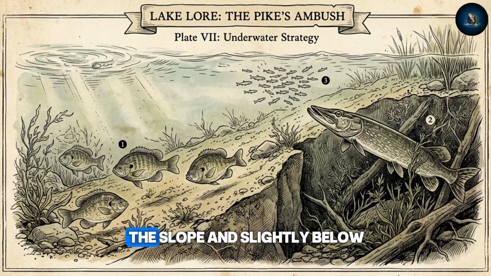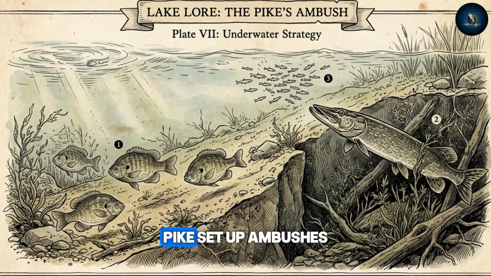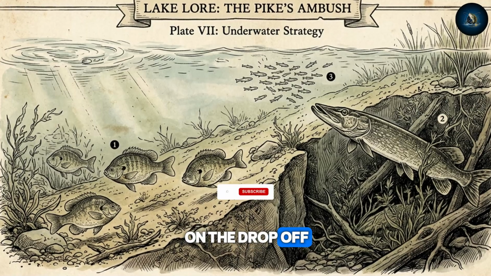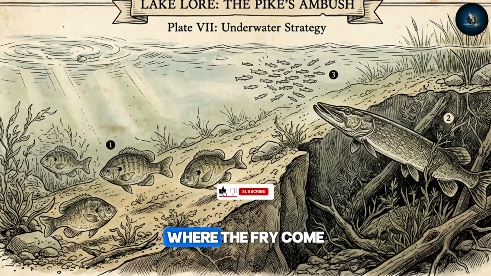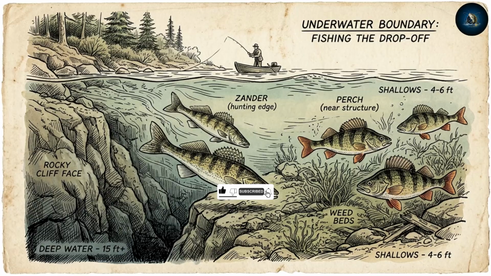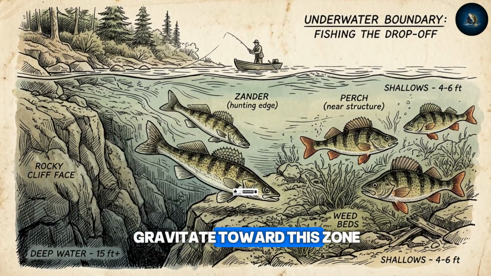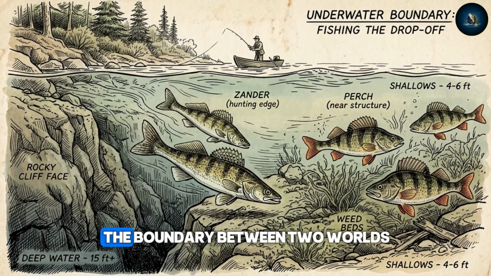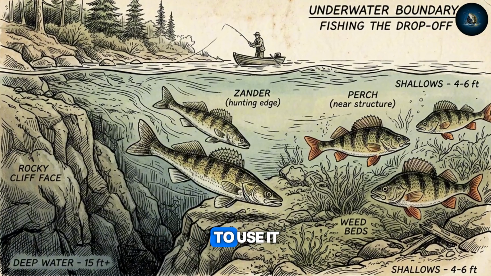Bream stay right on the slope and slightly below. Pike set up ambushes on the drop-off and attack upwards into the shallows where the fry come out to feed. Zander and perch also gravitate toward this zone. The drop-off is the boundary between two worlds, and fish know how to use it.